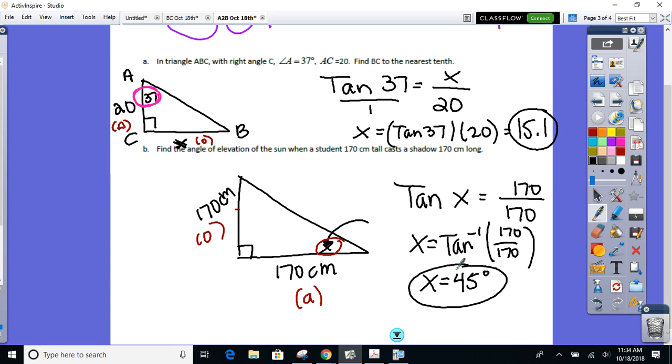Yes? If those two sides are the same, do you have to do all that? Because you know it's a 45. Okay, you got me there. No, you don't. But if they were different, I would have to do the inverse. Nice job, babe. You're welcome.